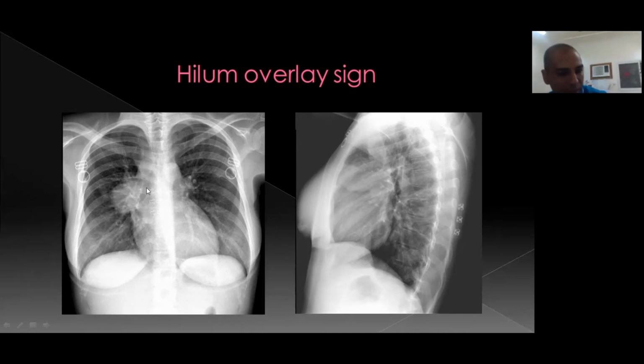So for any mass here, ask yourself, do you see the hilum? Yes, I'm seeing the hilum. I see the hilum clearly. So it is not a hilar mass. Maybe mediastinum, maybe pulmonary. This one is a mediastinal mass because it makes an obtuse angle with the mediastinum, and we have a broad base with the mediastinum. In the lateral view, you can see this one here. So this one is anterior to the hilum.